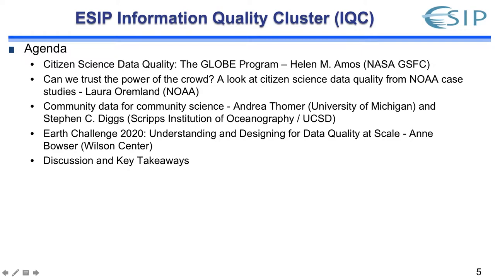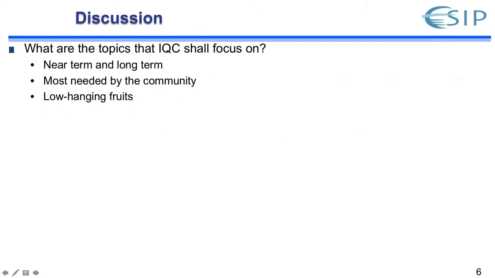So to end this session, I want to open this question. For us, the IQC cluster, we want to identify the topics that we can work on together. There are so many needs and challenges existing. What are the near-term and long-term topics that we can work on that have the most community needs and requirements, and also hopefully identify some low-hanging fruits that we can focus on in our full-on discussion in the future? I don't think we have much time left. 2 minutes. Any thoughts? Helen?